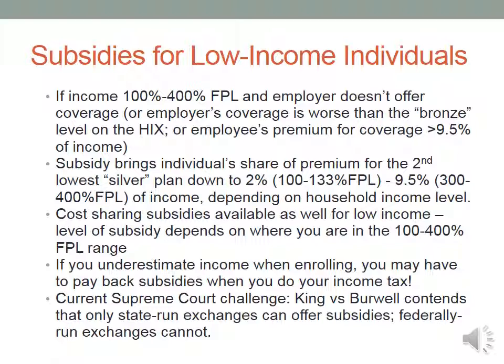One of the things that could hit you on these exchanges is that if you underestimate your income when you're enrolling, you may actually have to pay back the subsidies when you do your income tax. So if you're doing your open enrollment in, say, November of 2016 for the 2017 coverage, and you think your income is going to be 200% of the federal poverty limit, and you enroll in coverage and it turns out to be 250 or 300% of the federal poverty limit, you may be getting a subsidy over the course of the year that's more generous than you really are supposed to get under the law. And so when you do your income tax, you would have to pay back some of that subsidy.